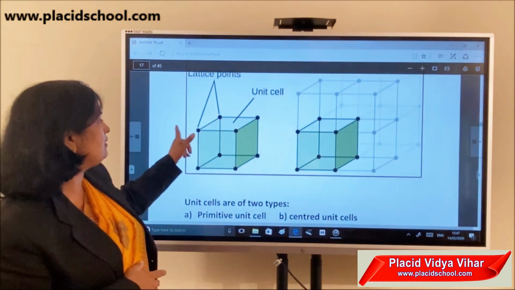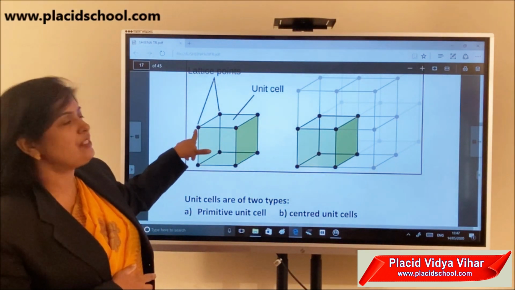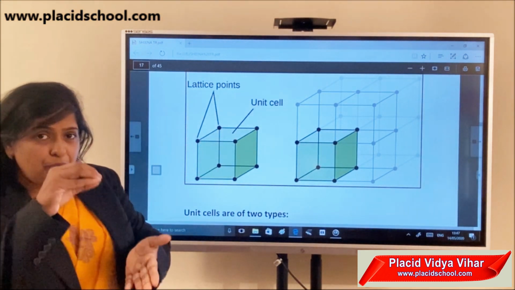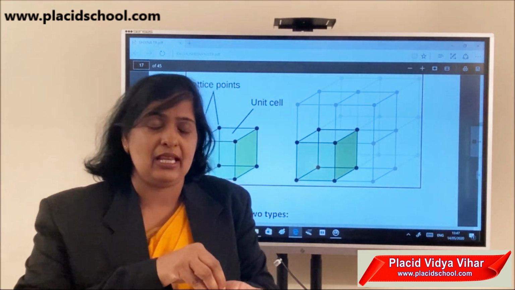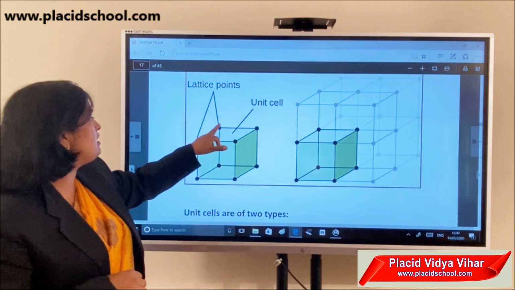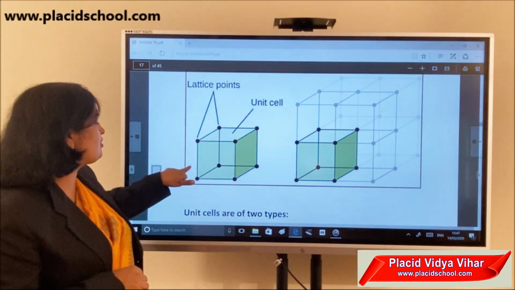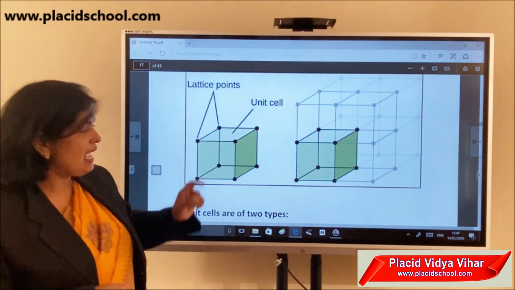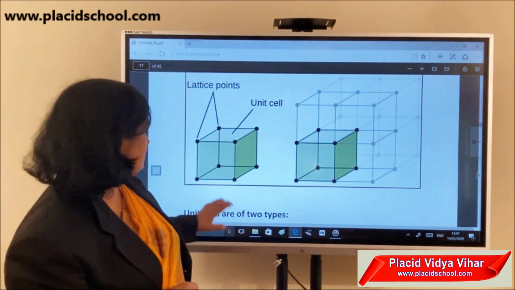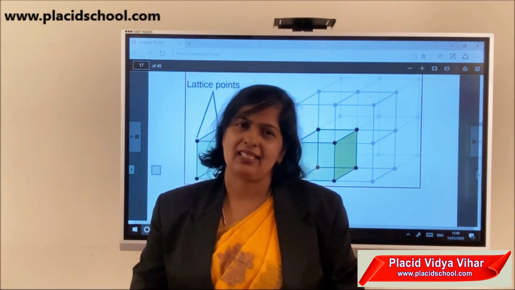So the unit cell is represented here in a shaded manner. This is a unit cell. And the particles, which will be either atoms or ions, are represented as spheres. And the positions where the particles exist, we name them as lattice points. So these all are lattice points. This is the simplest unit of a crystal lattice, which is called the unit cell, and this unit cell is repeated in a crystal lattice.